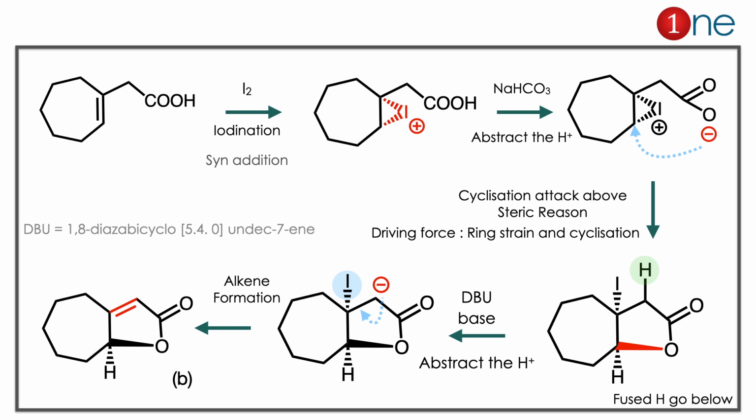Here you have to learn 2 important things. One is iodine addition to the double bond; it is a syn addition. The second thing is that ring opening in the iodolactonization is an SN2 reaction, so the attack is from the back side. So here the hydrogen goes below since the attack is from above.